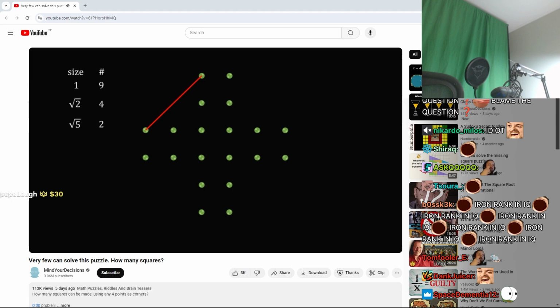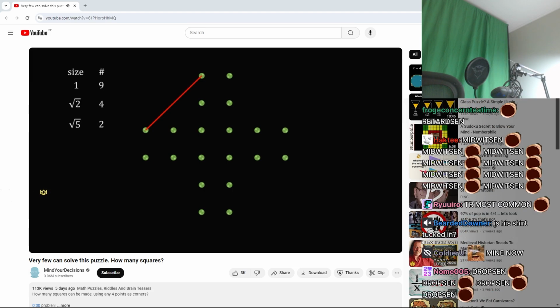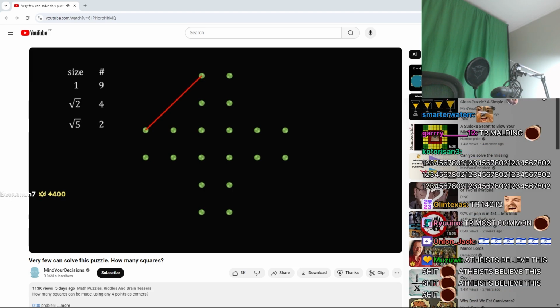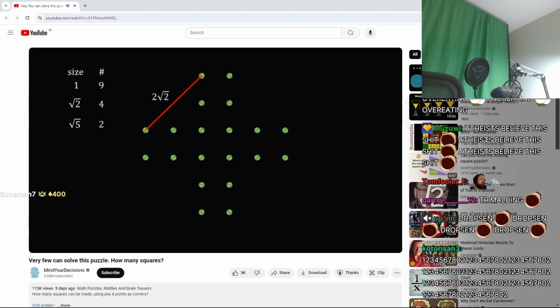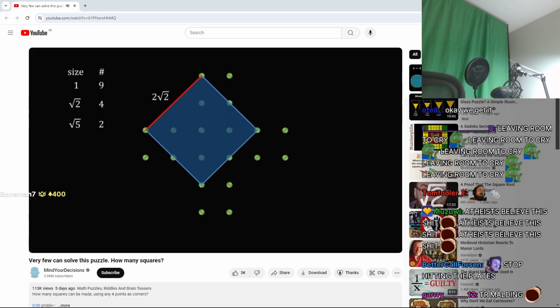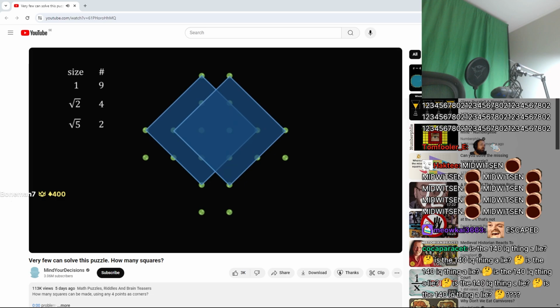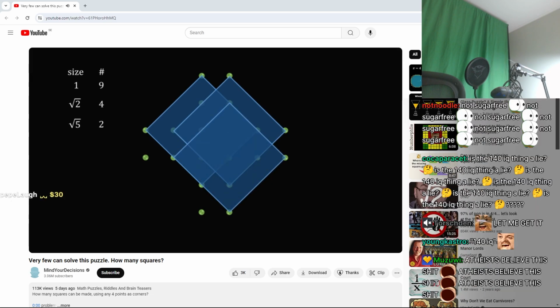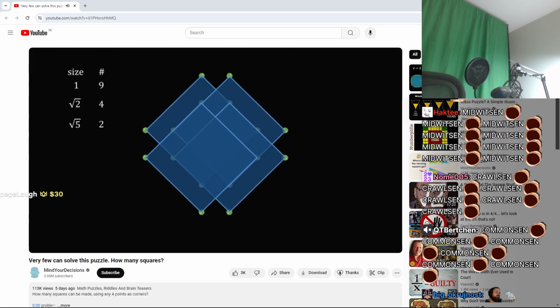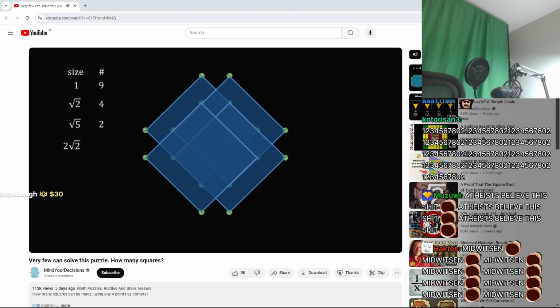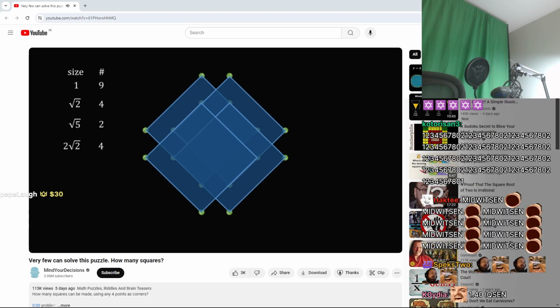Now what about this distance? It will be the hypotenuse of a right triangle with sides of 2 and 2. So this will be 2 times the square root of 2. You can form this square. Then you have this square. Then you have this square, and finally you have a 4th square. So there are 4 squares of this size.